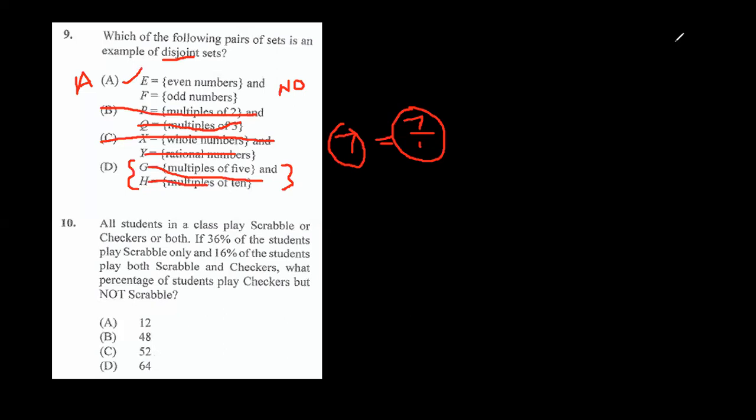Awesome. Let's continue. Let's look at question number 10. All students in a class play Scrabble and/or checkers or both. If 36% of the students play Scrabble only and 16% of the students play both Scrabble and checkers, what percentage of students play checkers but not Scrabble? Right? A good thing for sets, don't forget, it's good to draw circles.